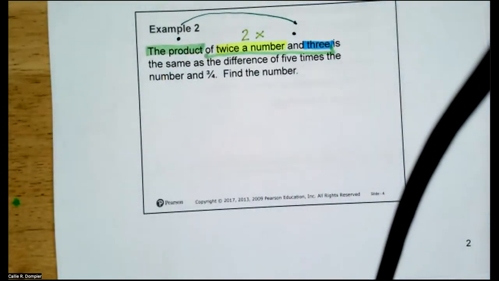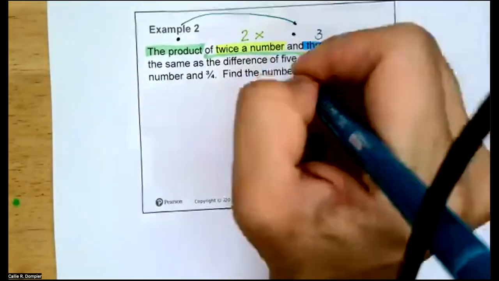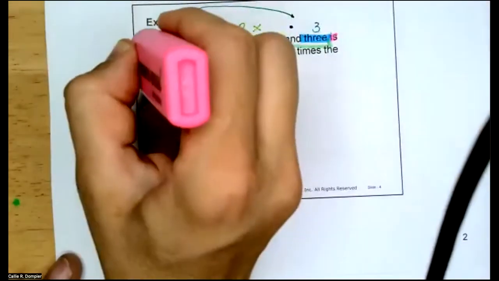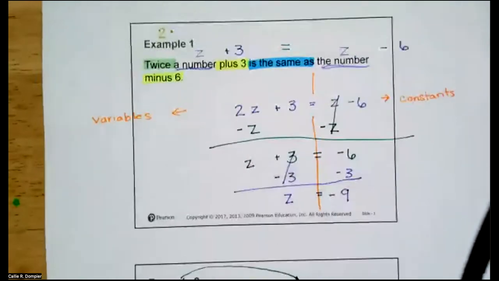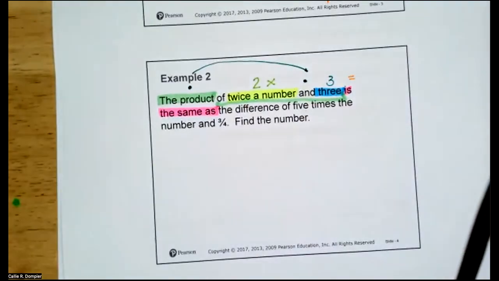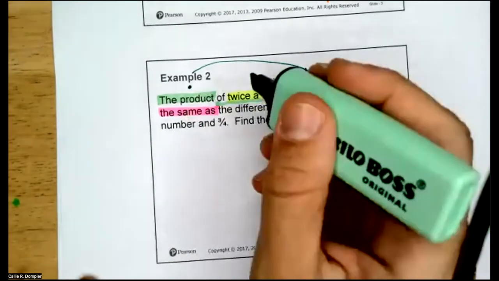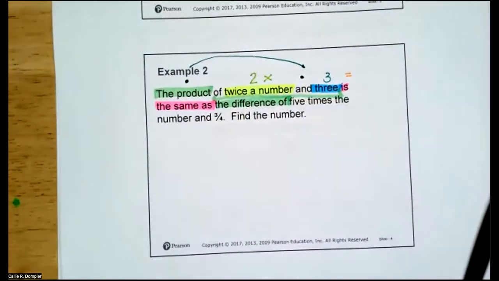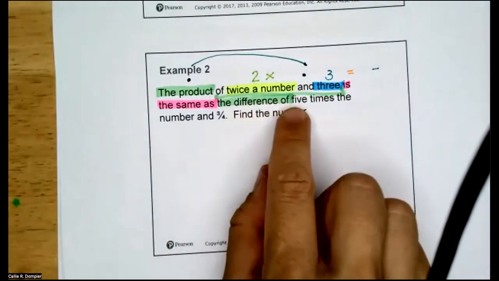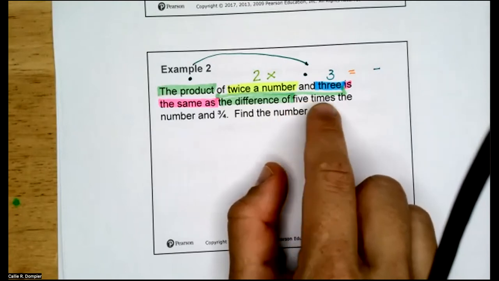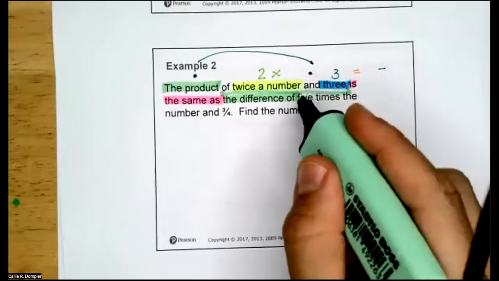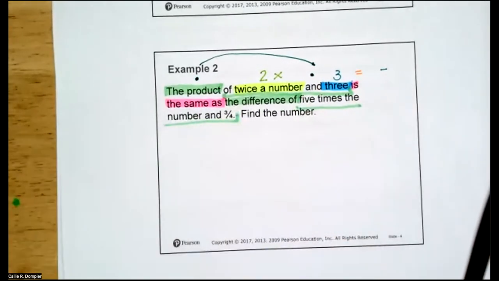And 3, so we'll just call that a 3, is the same as. Is the same as, we just saw up here, means equals. The difference of. The product means multiply. The difference of means subtract. Okay. That one's going to be subtracting. And again, we take the first phrase, the "and" and the next phrase. So the difference of includes 5 times the number and 3/4. So all the way to there.